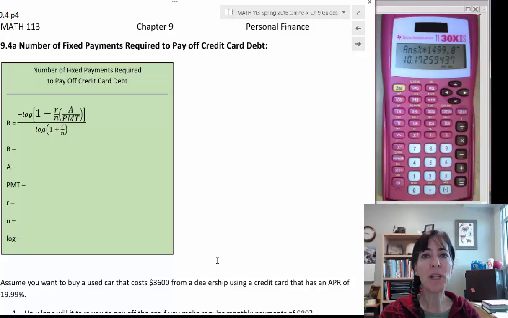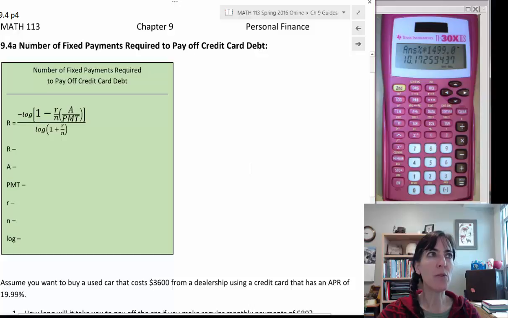So what happens if you get yourself into trouble with a credit card and you have a big balance on your credit card? You would be wondering, how long will it take me to pay off this credit card if I make a payment of $500 a month? Or how long will it take me to pay off my credit card if I make a payment of $20 per month? And so we can answer those sorts of questions using this formula.